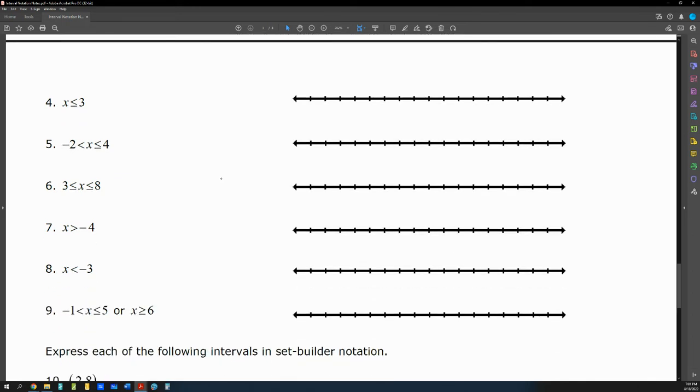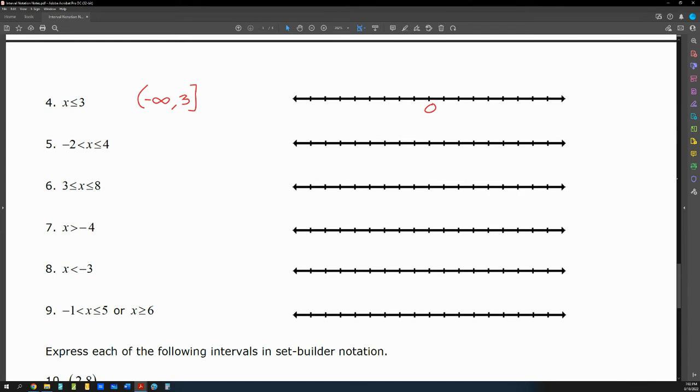So I'm going to write x is less than or equal to 3 in interval notation. I know that we're looking at everything less than 3. So I'm going to go from negative infinity to 3. Negative infinity always has a parentheses. 3 we want to include, so that's going to be a square bracket.